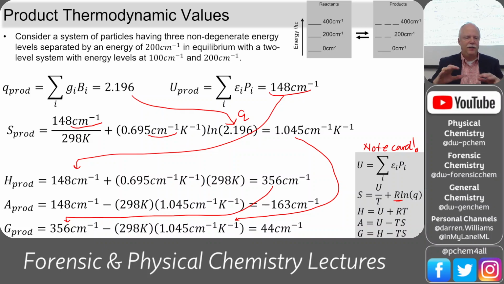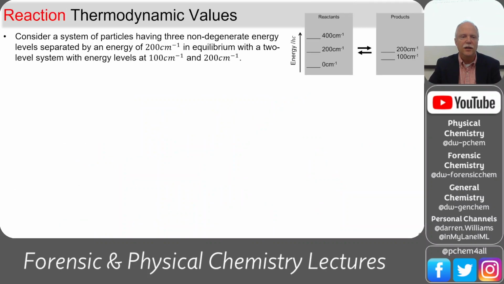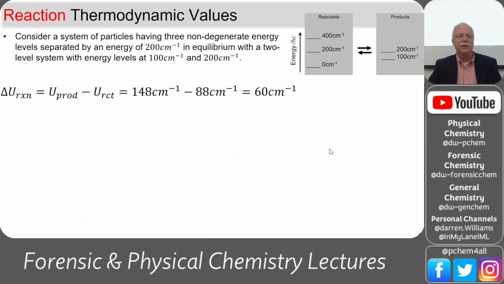We can't really tell. The A and the G are useful for spontaneity, but we can't do anything with these because these are sort of the absolute magnitude values of A and G. They're not deltas yet. But we have A and G for our products and A and G for our reactants. Let's take products minus reactants and get all of the deltas. So this page is going to have all of the deltas on it.